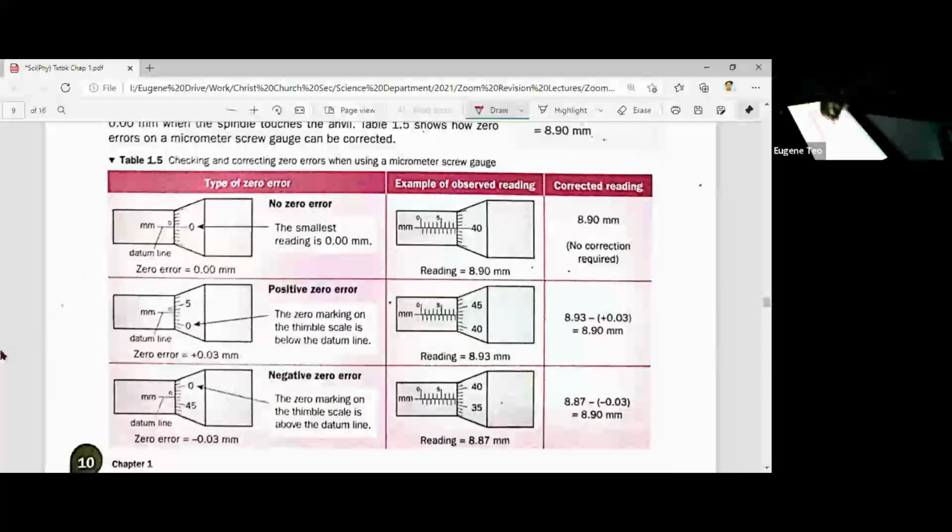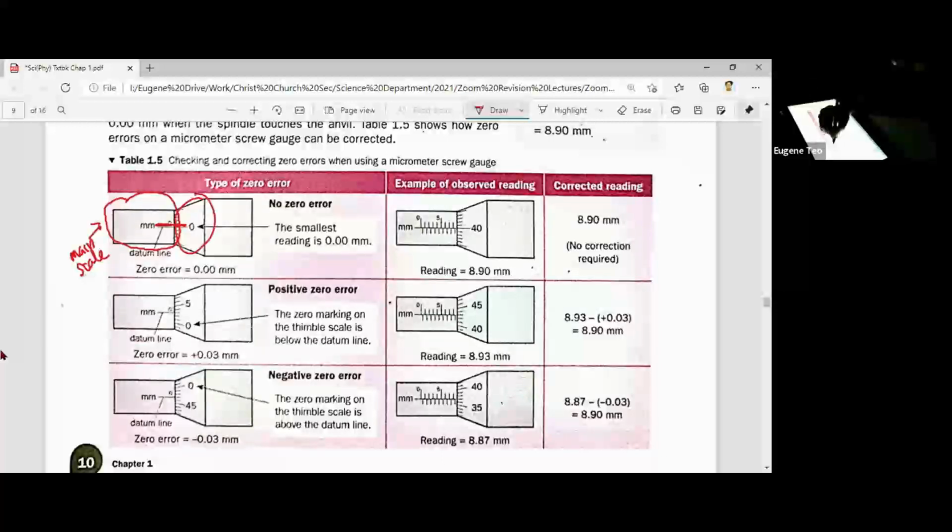First things first, of course, when there's no zero error, you're going to realize that this is called the datum line. The datum line will match the zero over here. Just want to say this is called the main scale. This portion over here is the main scale.